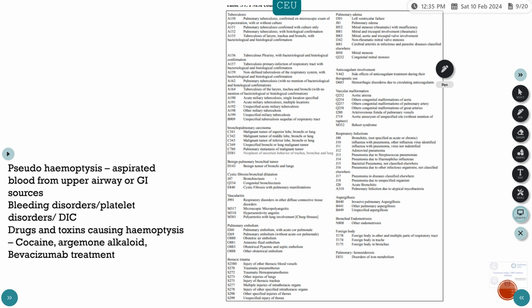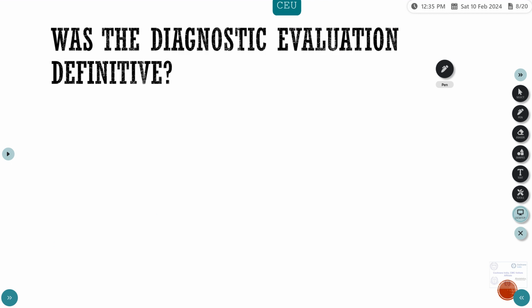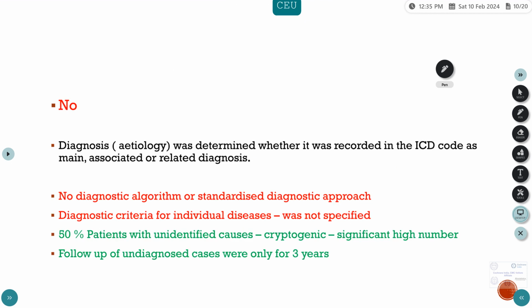And whether they had actually looked at whether the diagnostic evaluation was fully definitive, it is probably not, because like I mentioned, they had only taken diagnoses as mentioned in the ICD coding system. However, how they arrived at that diagnosis, whether there was any diagnostic algorithm followed, or whether there was a standardized diagnostic approach, is not mentioned. As you can imagine, the entire data was collected from different hospitals in France, which might be primary, secondary or tertiary care settings, and all the different hospitals might be following a different diagnostic algorithm, or there was not a standardized diagnostic approach, and that was also not mentioned in the article.